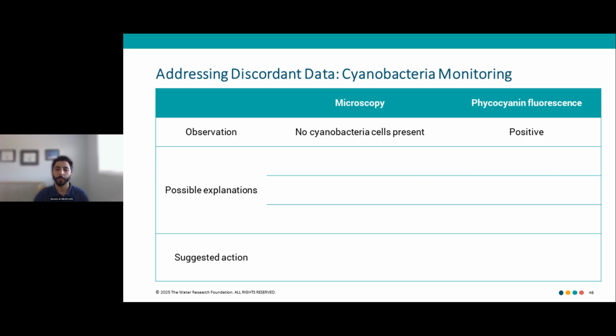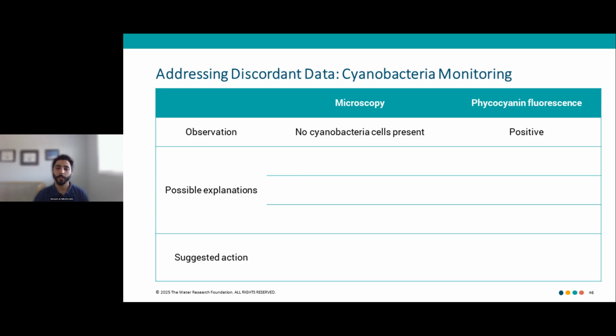Well, some possible explanations could be that the phycocyanin probe is picking up remnant extracellular phycocyanin following cell death. So the cells have died, they've lysed and degraded, and they're not present anymore. So the microscope doesn't see them, but the phycocyanin remains for a short time after cell death. That could be one. Or it could be that truly no cells are present, but that phycocyanin is experiencing interference in the sensor due to the presence of other things in the water.